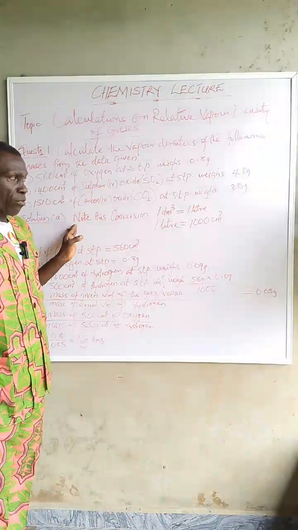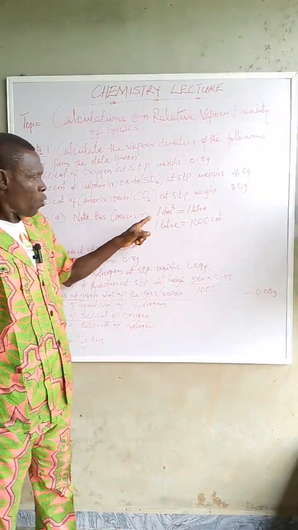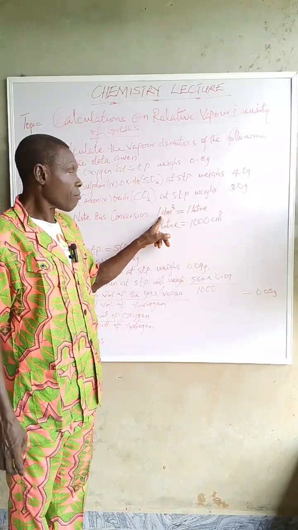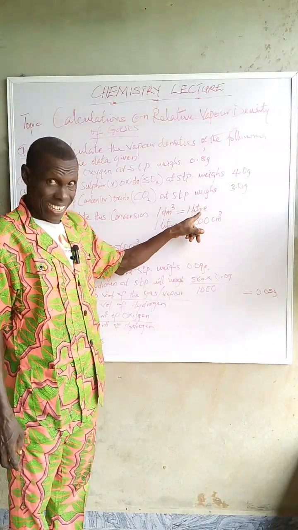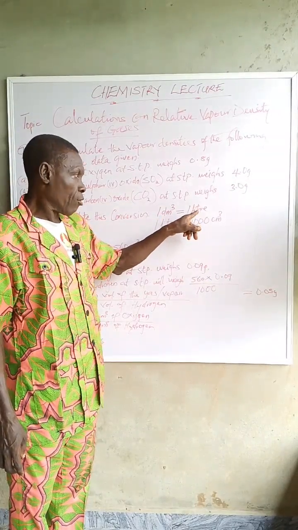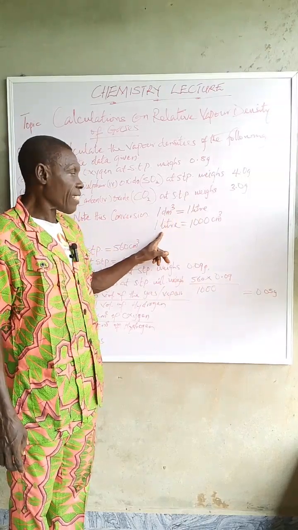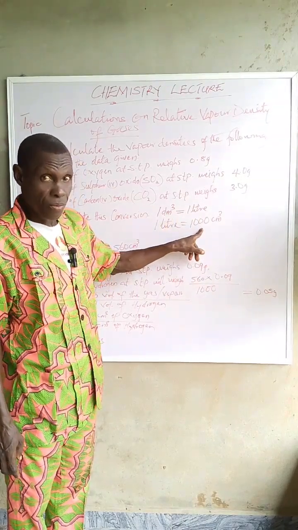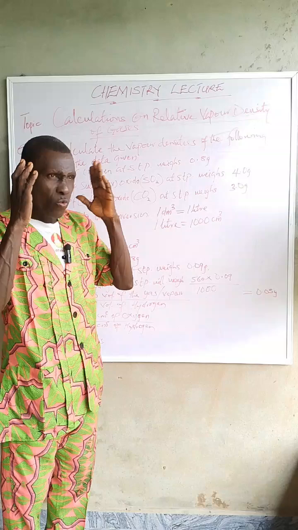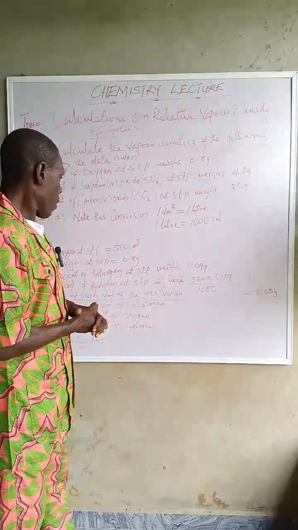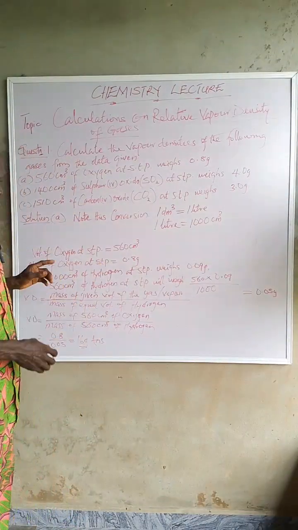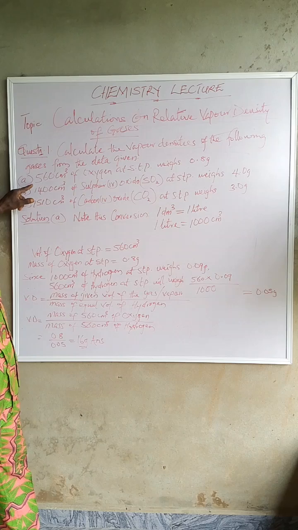Now, note this conversion first. 1 dm cube is equal to 1 liter. In other words, 1 liter is equal to 1,000 cm cube. These are conversions you must always know in your head. Now, let us go to question 1 here.